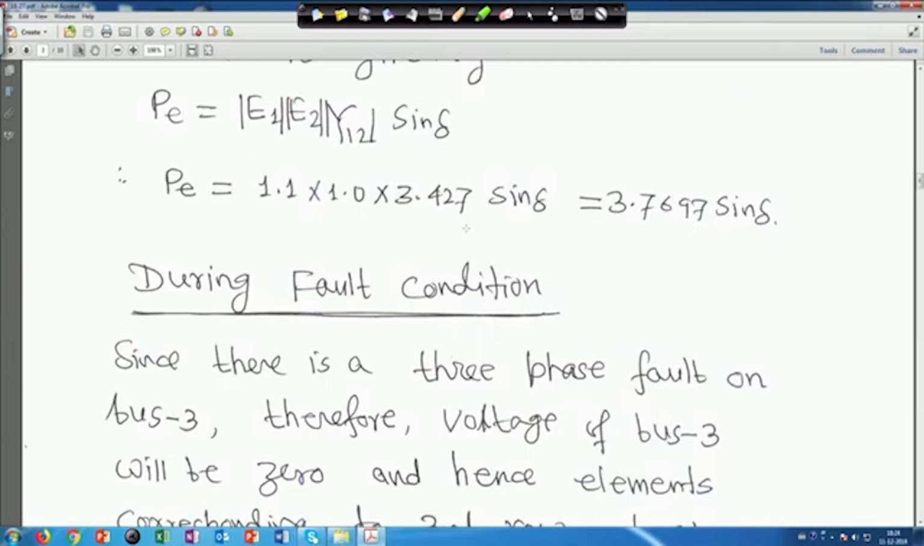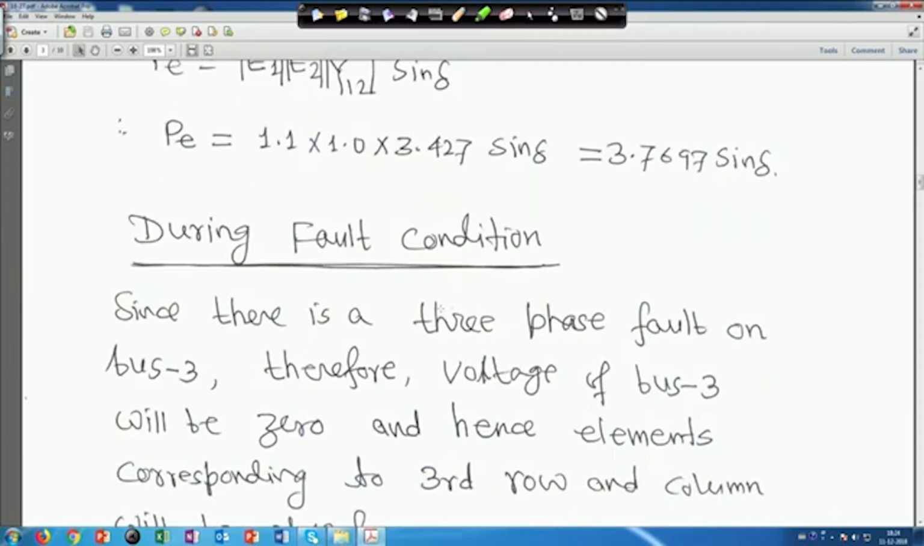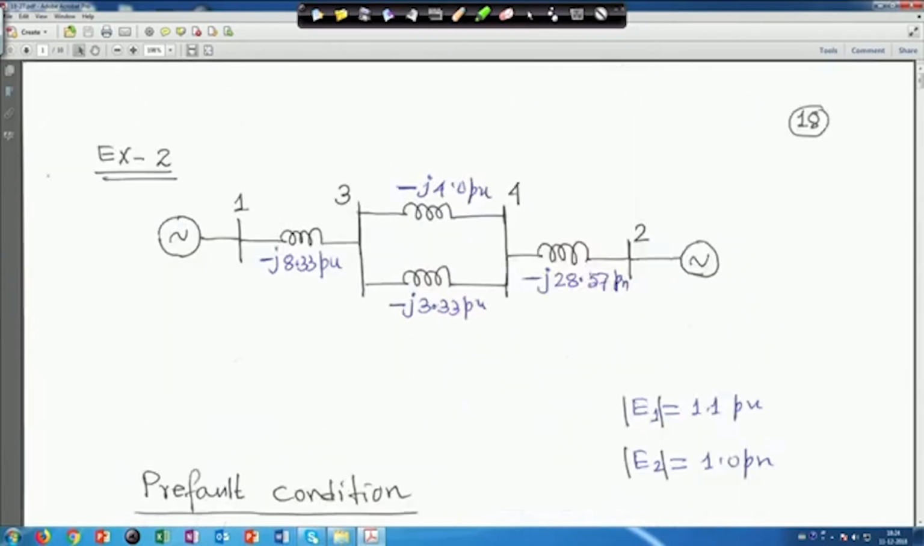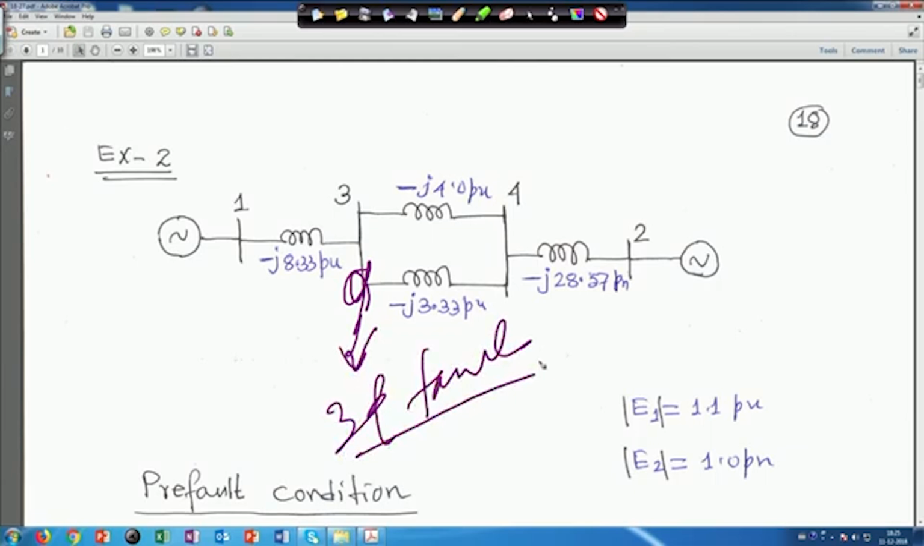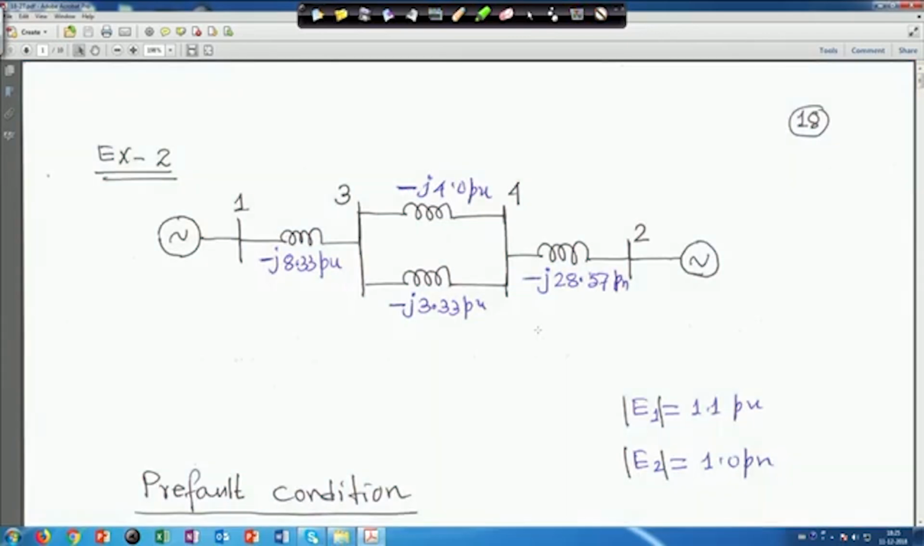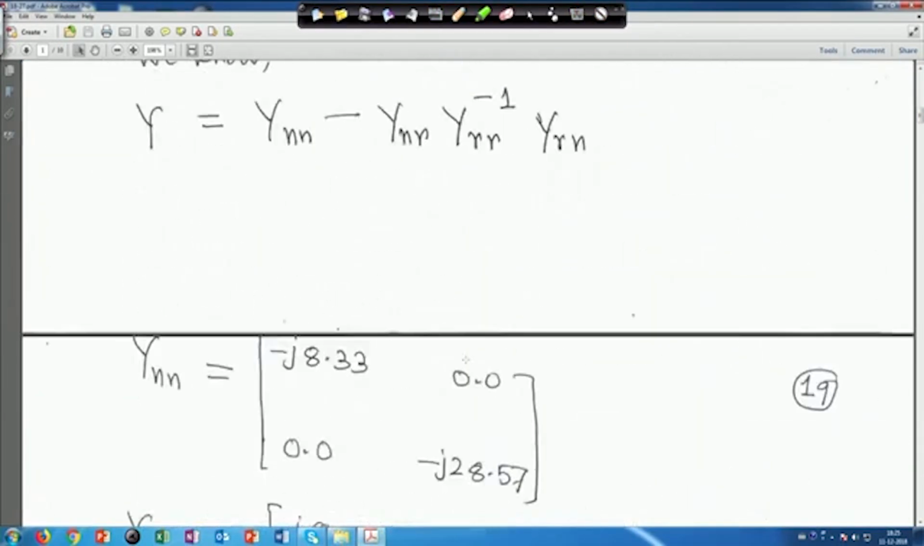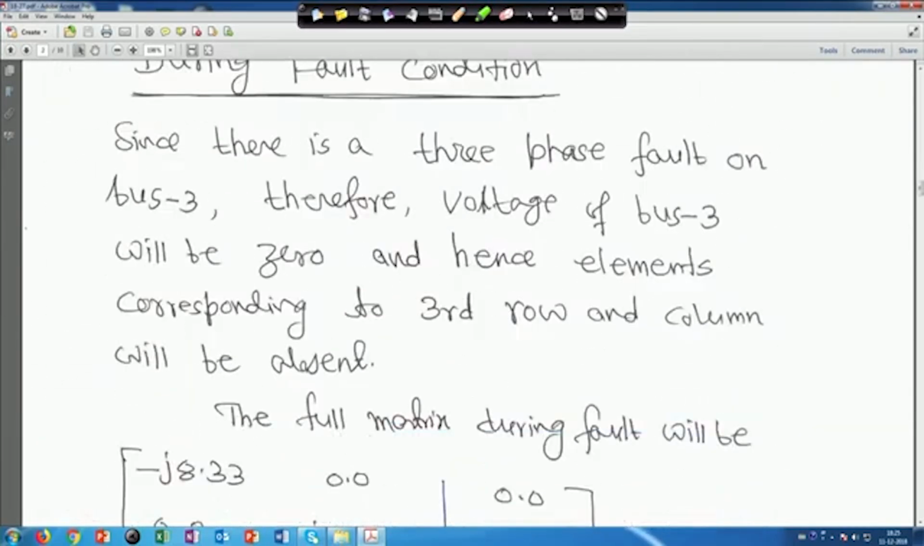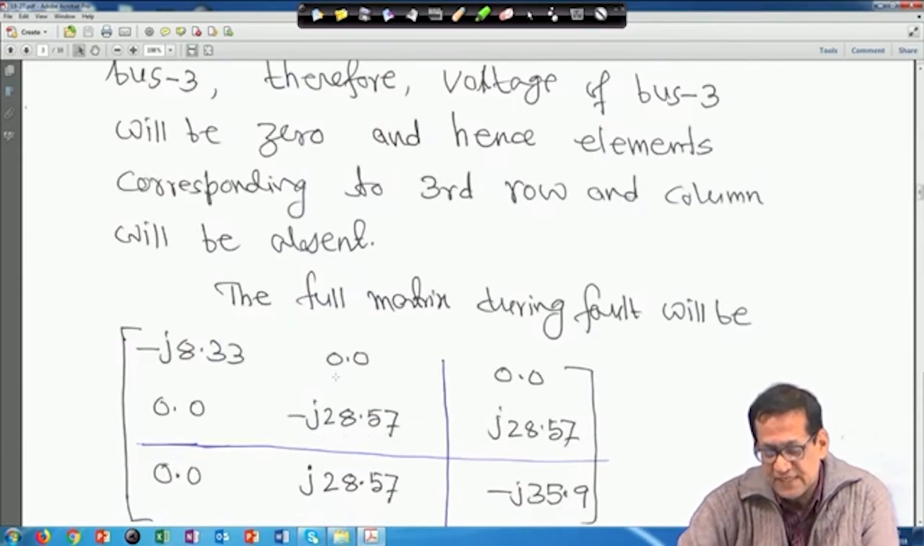Now, during fault condition, since there is a 3-phase fault on bus 3, if we go back to the diagram, there is a 3-phase fault at this bus, right. So, if a 3-phase fault has occurred at that bus, voltage of bus 3 will be 0, hence the elements corresponding to the third row and third column will be absent, I mean they will be 0.